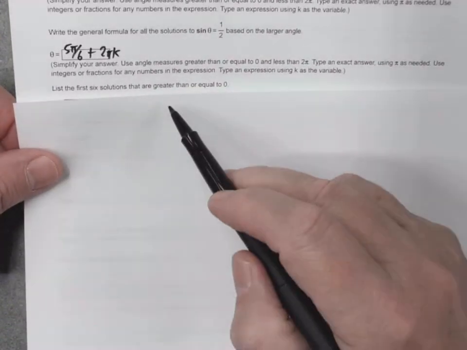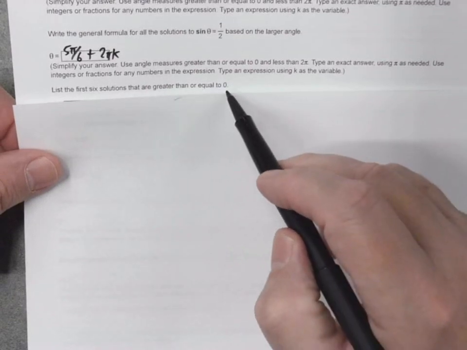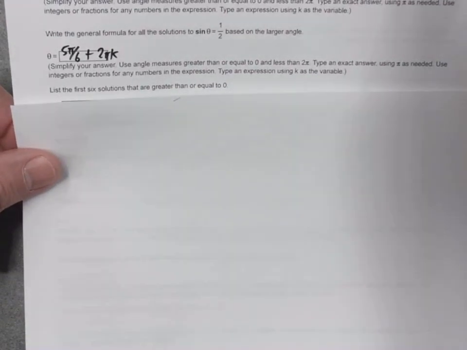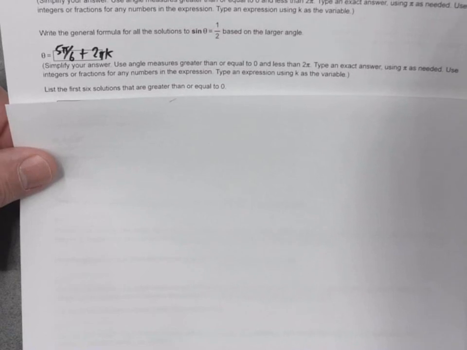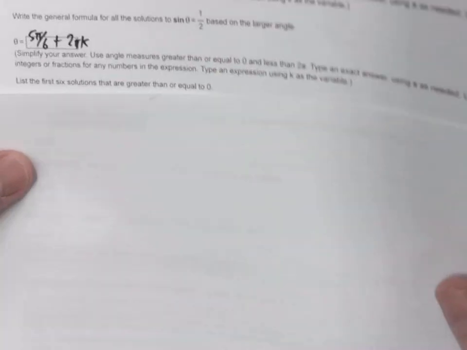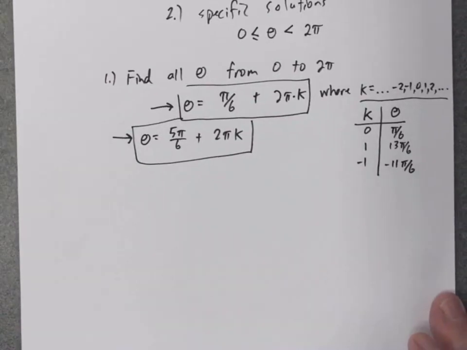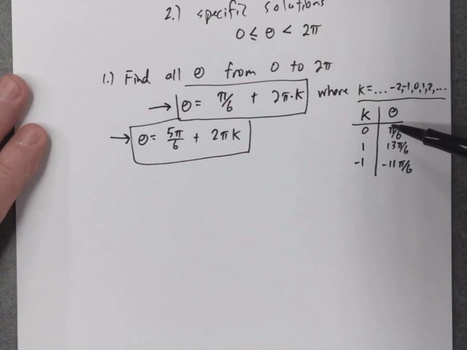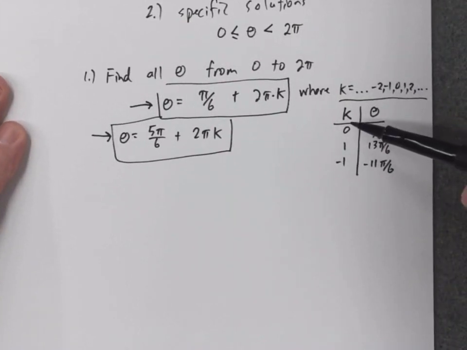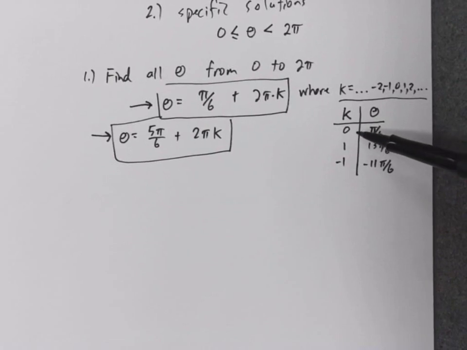List the first 6 solutions that are greater than or equal to 0. So they're only asking for positive angles, the first 6 positive angles. I already started this little table here. So now we want to find the first 6 solutions.